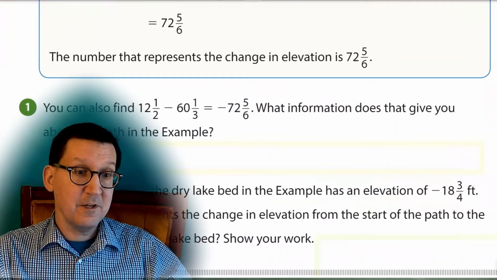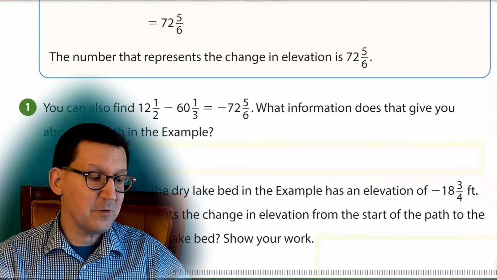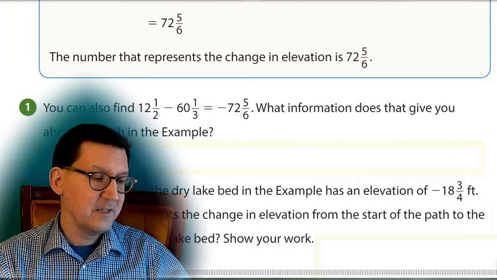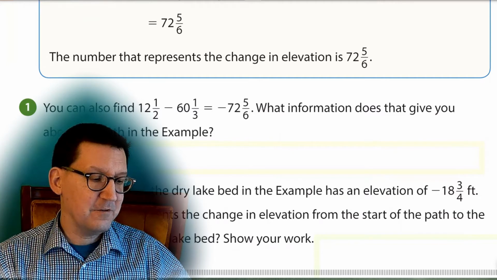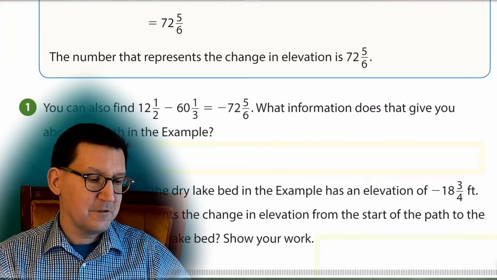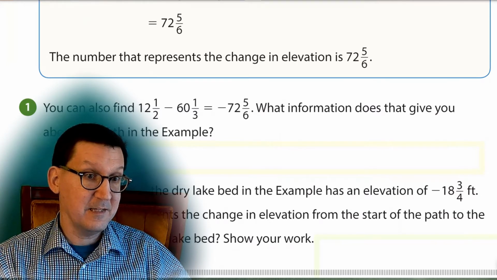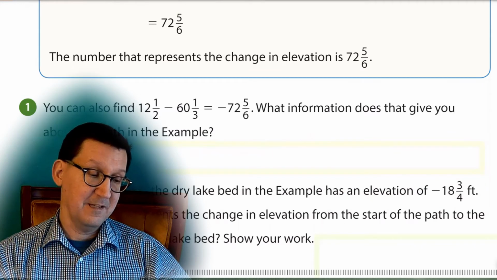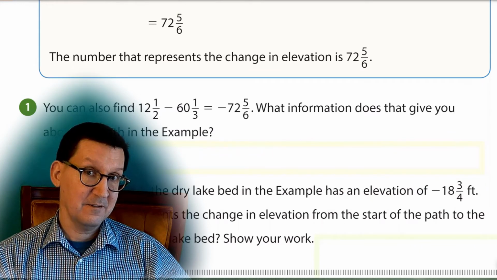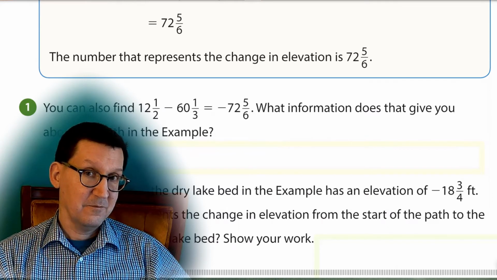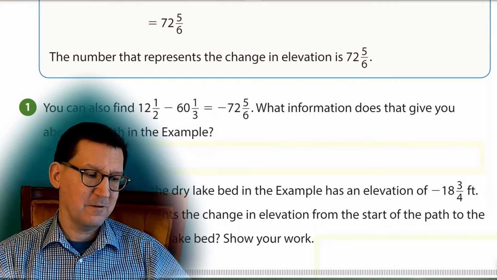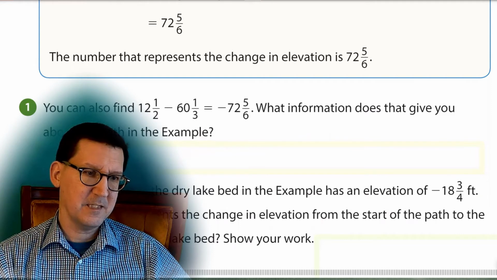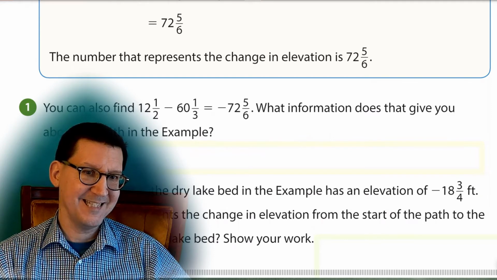So it says you can also find negative 12.5 minus 60 1/3 equals negative 72 5/6. So what information does that give you about the path in the example? What do you think? What's the difference between this and what we saw earlier? We're starting at negative 12 and a half, and we're going to 60 and a third. Well, this is negative 12 and a half minus 60 and a third, and the answer is negative 72 and 5/6.